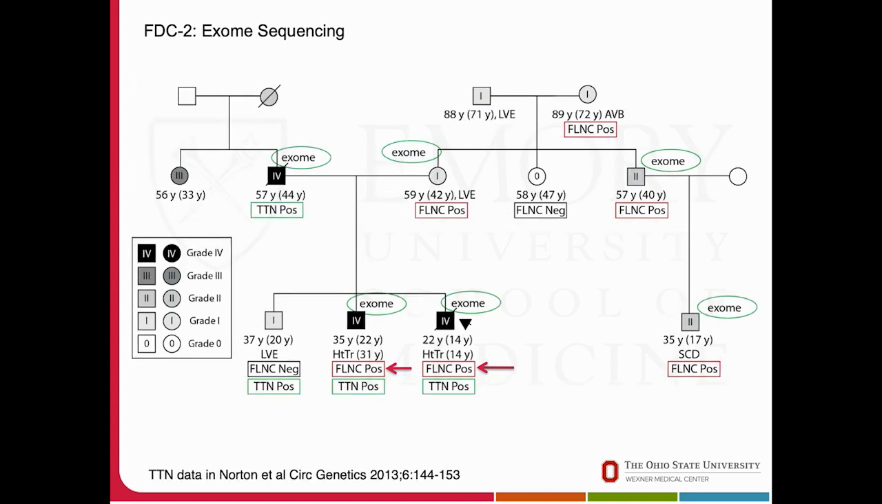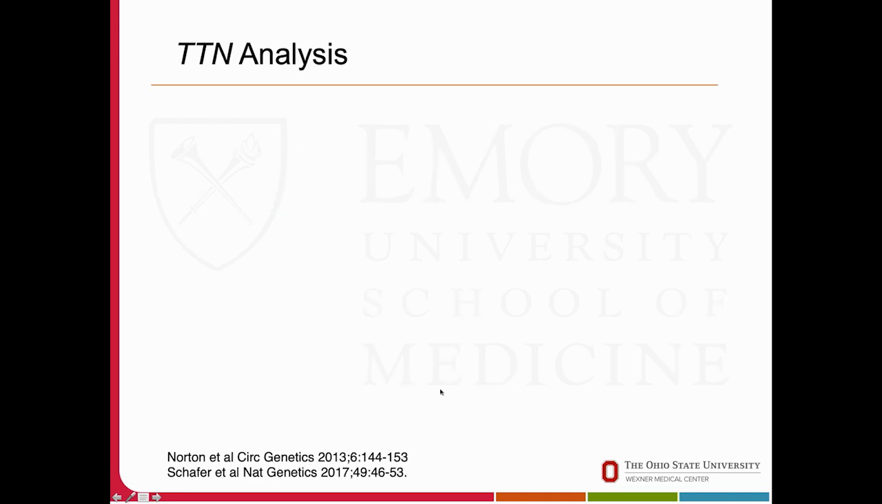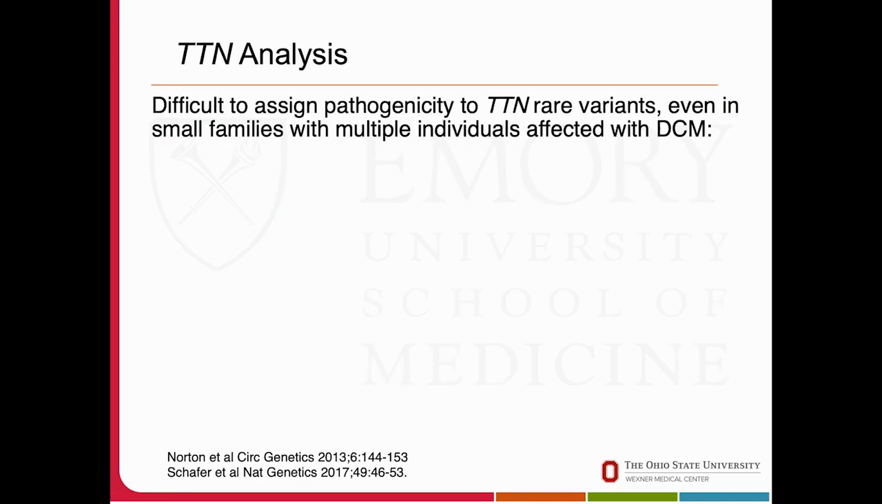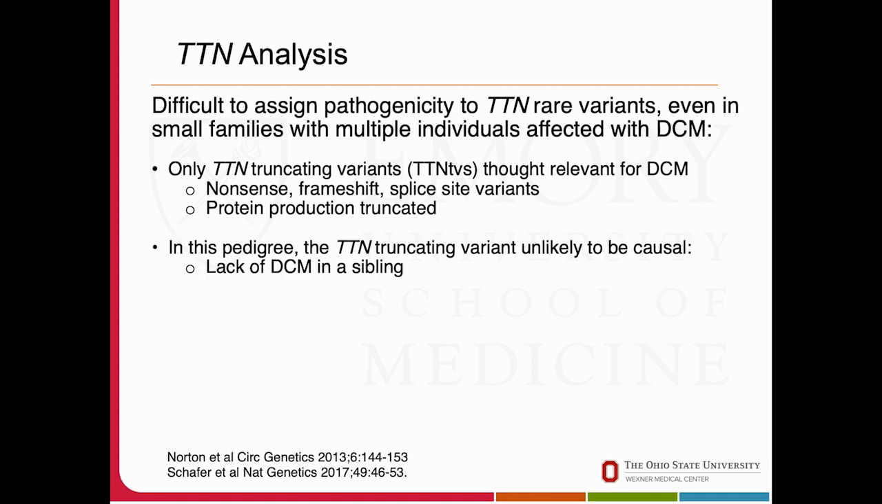So what about the rest of the family? Well, on the paternal side, we found a Titin truncating variant. It's present here in Dad, the oldest brother, the older brother, and David. The Titin analysis, again, it's been difficult to assign pathogenicity to some Titin rare variants because, of course, only truncating variants are thought relevant for DCM. And in this pedigree, the Titin truncating variant we think is unlikely to be causal because of the lack of DCM in the oldest brother.